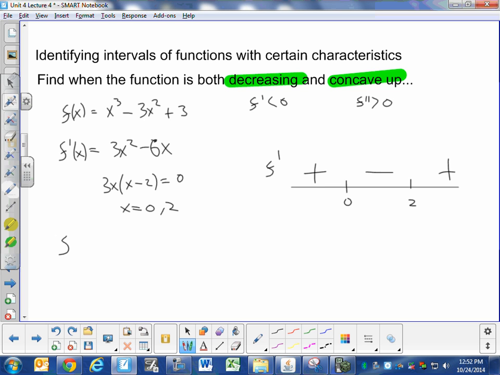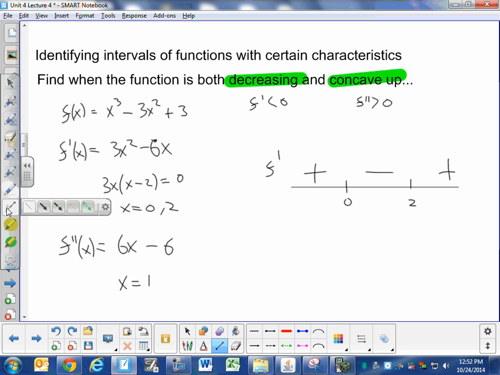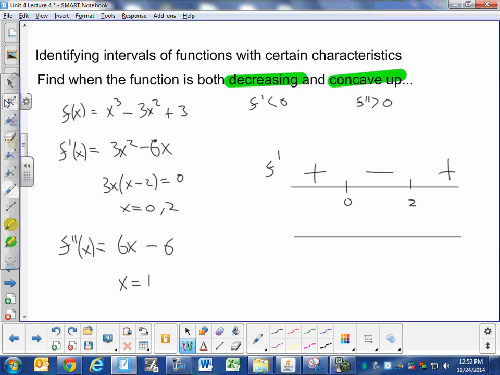Then I would go ahead and do the same thing for my second derivative. I get 6x minus 6. Set that equal to 0. I get x is equal to 1. And right underneath f prime, I'd produce a graph of f double prime. And I'd evaluate the signs of f double prime around 1. Greater than 1, we'd be positive. Less than 1, we'd be negative.